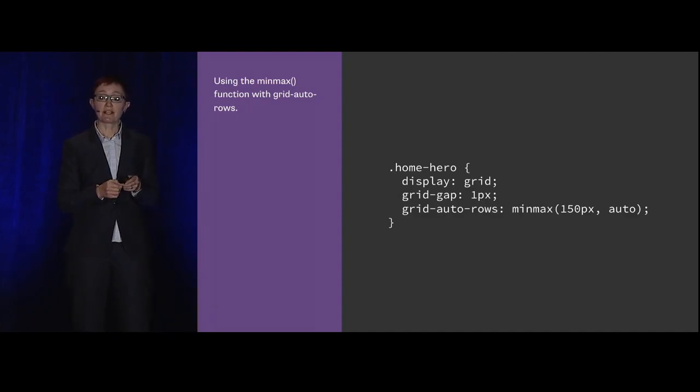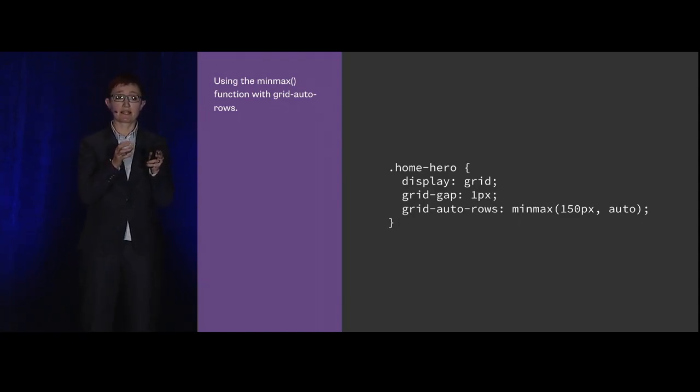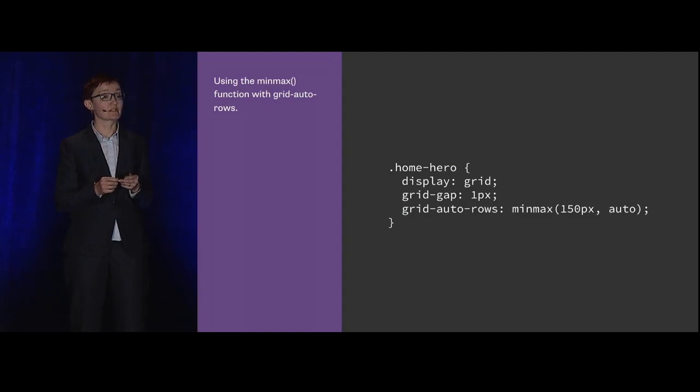And this works by using that min-max function again that you briefly saw before. So min-max lets us say, I'd like this to be a minimum size and a maximum size. So they could be two absolute values if you wanted. But what I'm doing here is I'm saying make it a minimum of 150 pixels tall. So I want my rows to always be 150 pixels, which mirrors what they were doing with their fixed heights. But if it all goes wrong and there is more than 150 pixels worth of content in here, then I want the maximum to be auto.